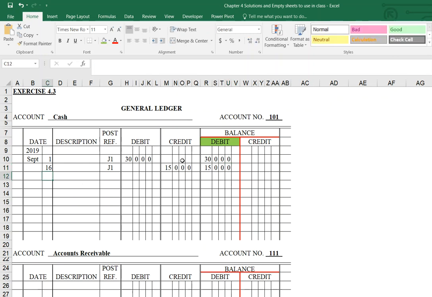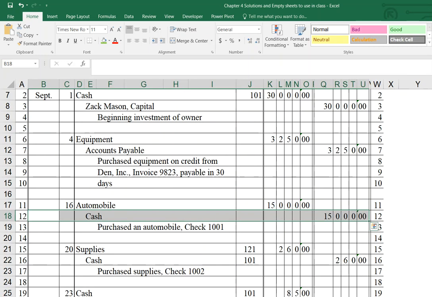Okay, and then we need to go back to our journal and post reference account 101 to show that we have posted that.